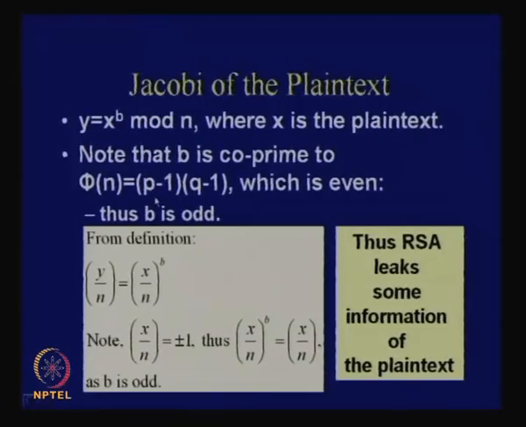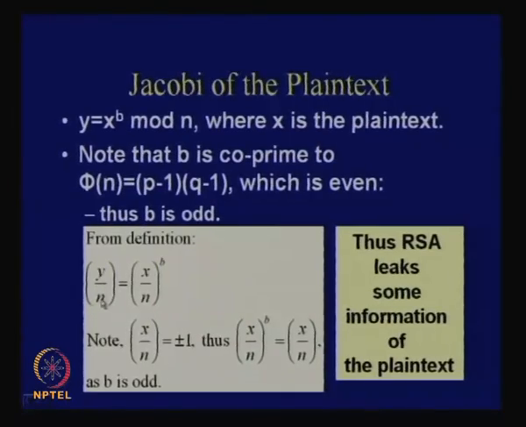Now p minus 1 is an even term, and q minus 1 is also an even term, so p minus 1 into q minus 1 is even. If b is co-prime to this, then b has to be odd. So b is definitely odd. Is it okay?